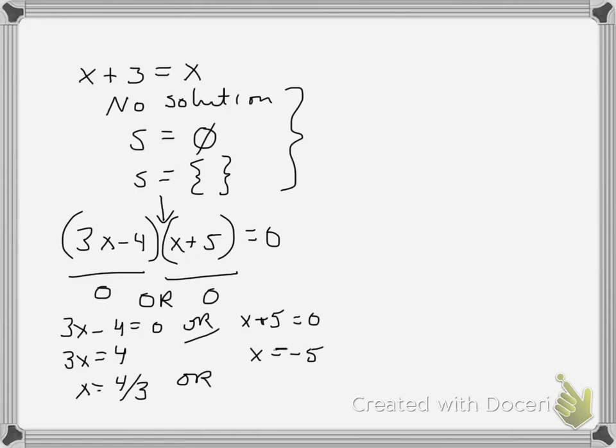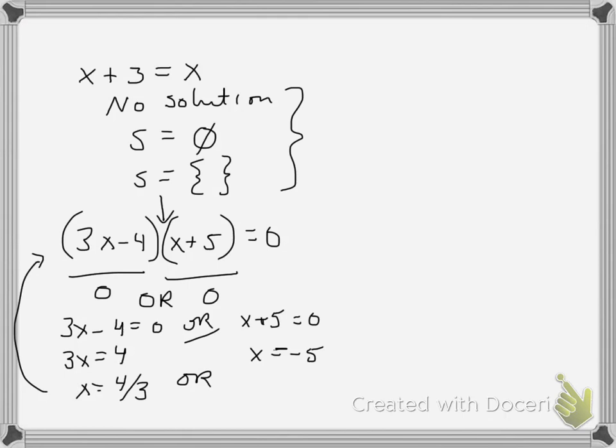Let's see how that works. Plugging back in, 3 times 4/3 is going to give me 4. 4 minus 4 is 0. 0 times anything equals 0. Or, plug in on this side, negative 5 plus 5 is 0. Anything times 0 equals 0.